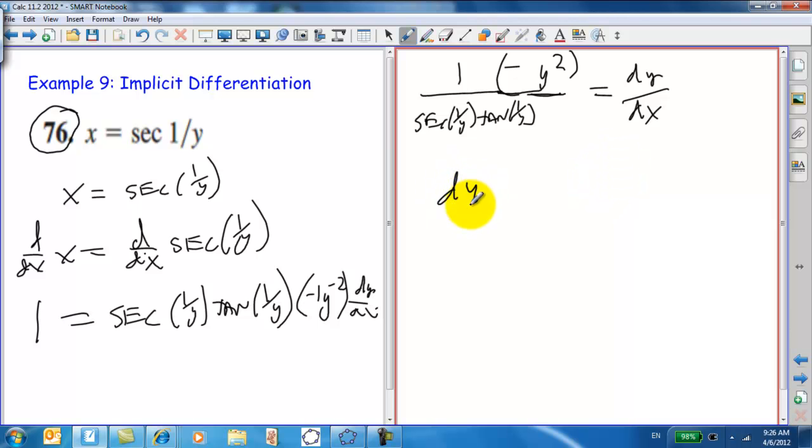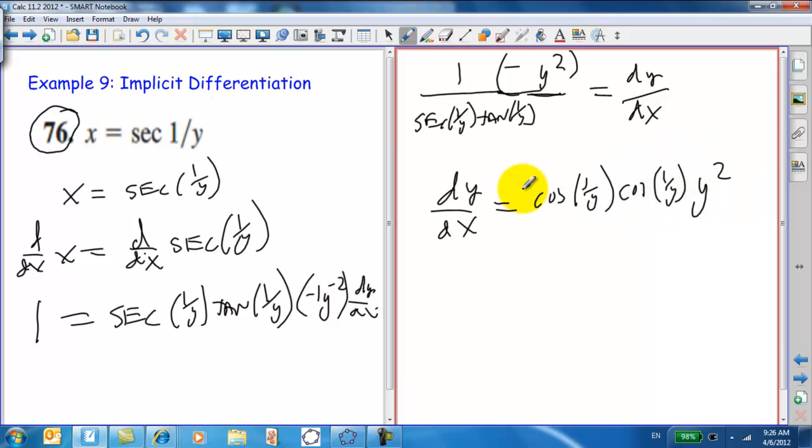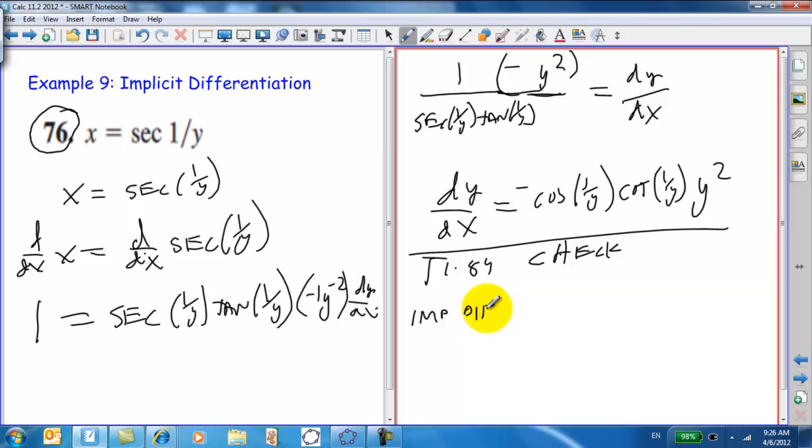And do you remember the reciprocal of the secant? Secant is 1 over cosine, so basically we're getting cosine 1 over y. Reciprocal of the tangent is cotangent 1 over y times y squared, and we have a negative there. Let's see what the calculator says. Now for the calculator check, we go imp diff, and then put in the whole equation, x equals secant, and that secant's in your catalog. It's not on your front screen, but it's on your catalog. Left parentheses 1 divided by y with respect to x, and then you also have to tell it the dependent variable.